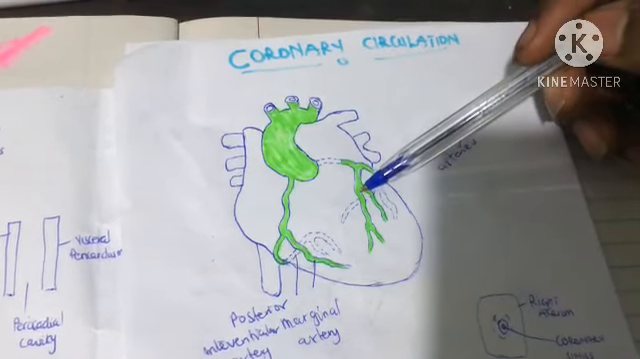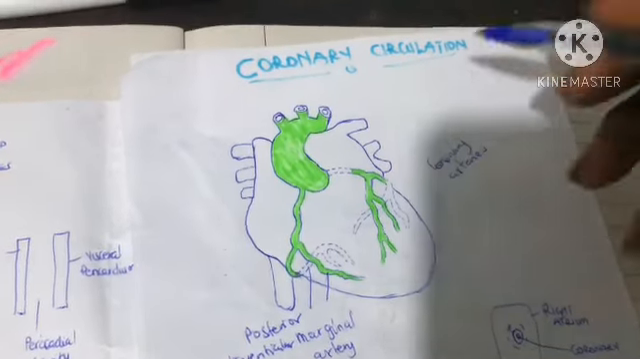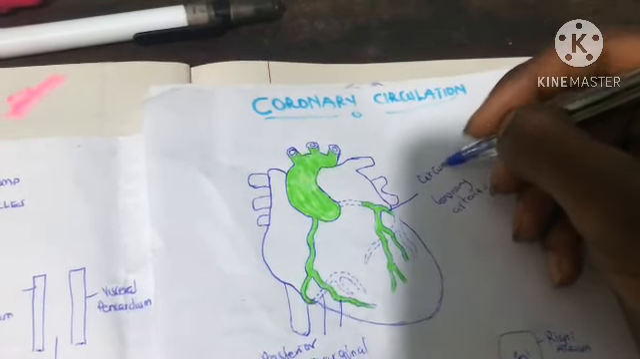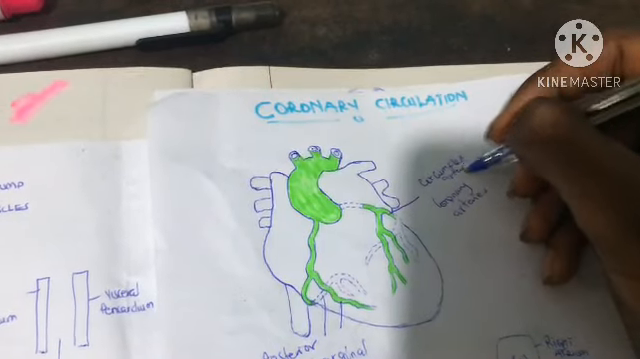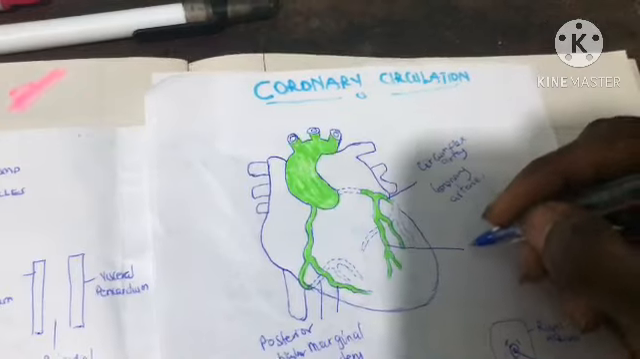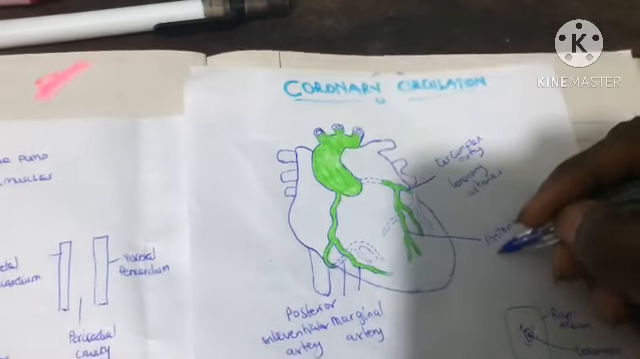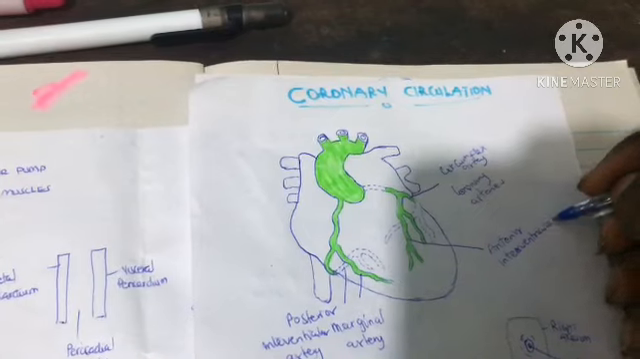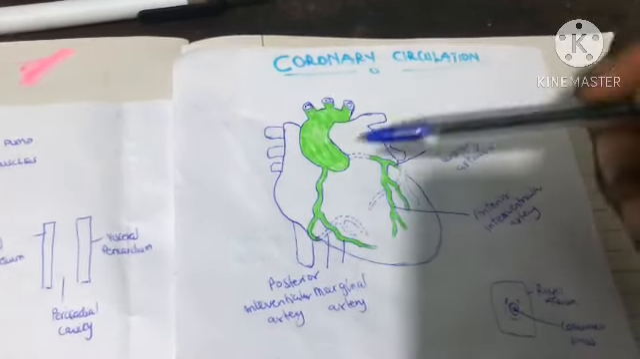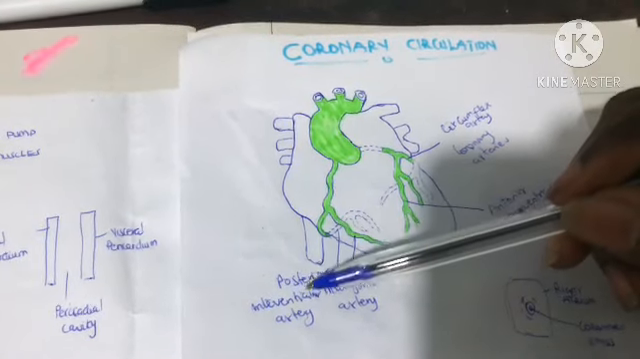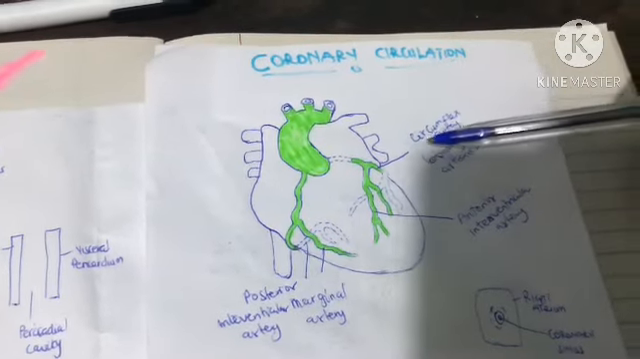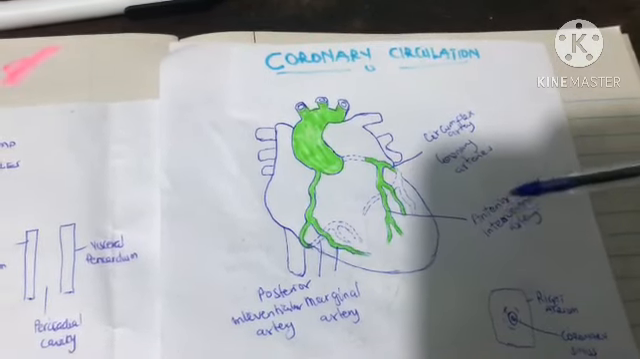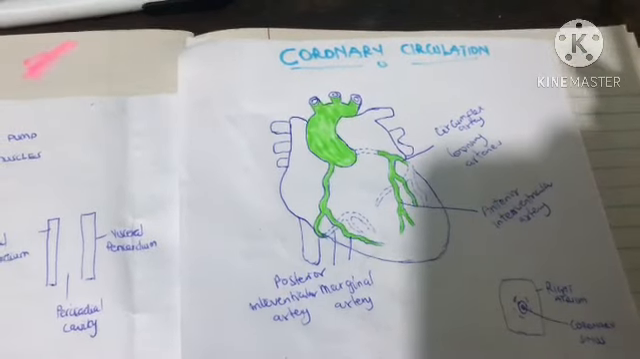You can see that the left coronary artery also further divides into these small arteries. This artery here is called the circumflex artery. And this artery here is called the anterior interventricular artery. So the right coronary artery divides into the posterior interventricular artery and also the marginal artery, and the left coronary artery divides into the circumflex artery and also the anterior interventricular artery. And these supply the myocardium with oxygenated blood.